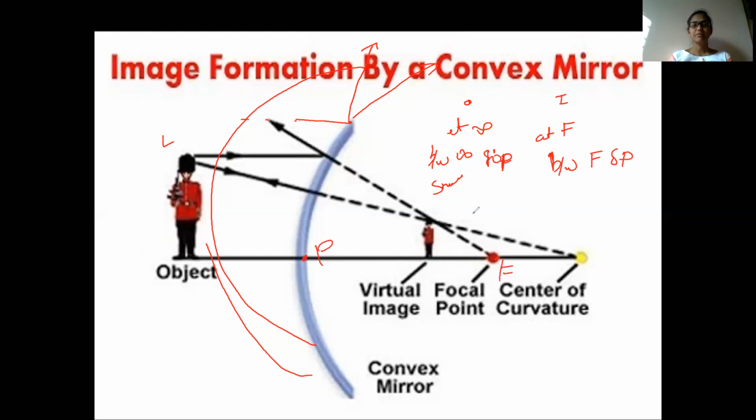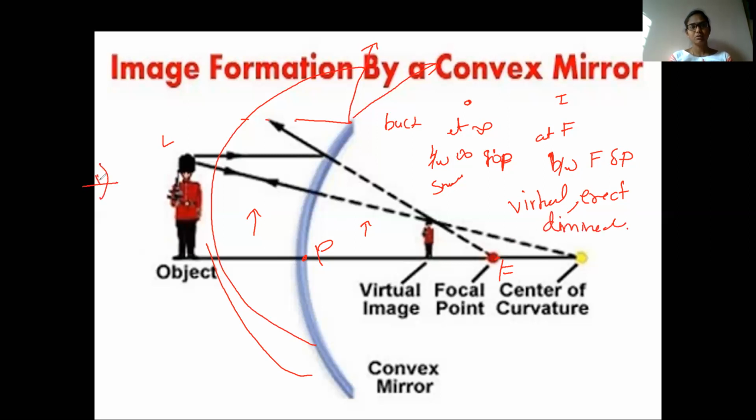The characteristics of the image: it will form at the back of the mirror. So when it is formed behind the mirror, it is virtual, and it is upright. Just as we stand like this, the image is also like this. So an erect image will be found. The image will be virtual, erect, and diminished.